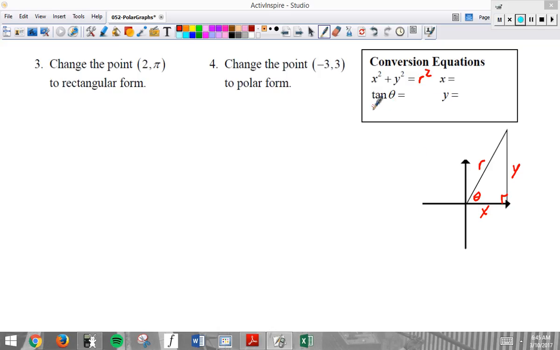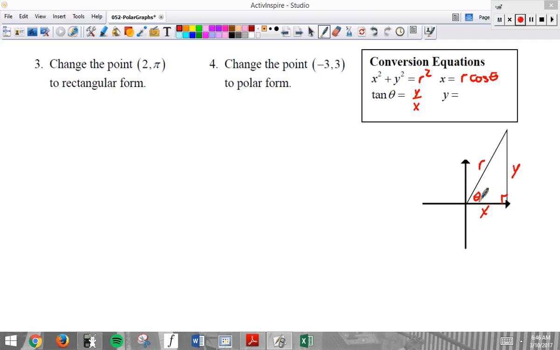Tan theta, in terms of x and y, guess what? Opposite theta, y, adjacent to theta, x. Y divided by x. Okay, x in terms of theta and r. That's the hard part. Which trig function would relate x and r? Adjacent, hypotenuse. R cosine theta.